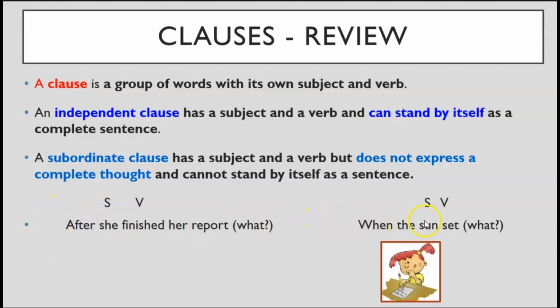And then when the sun set. When the sun set, what? Again, we have a subject, sun, and we have a verb, set. But the word when creates a question for us. It's not a complete thought by itself. Subordinate clauses always must be combined with an independent clause, or they're a fragment.